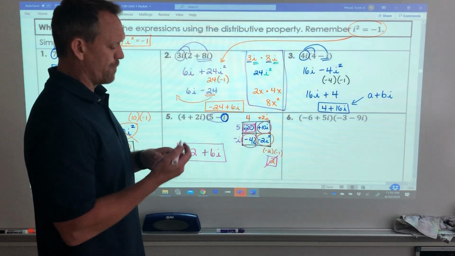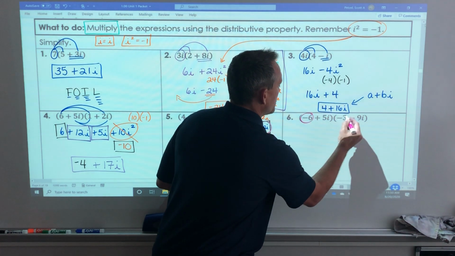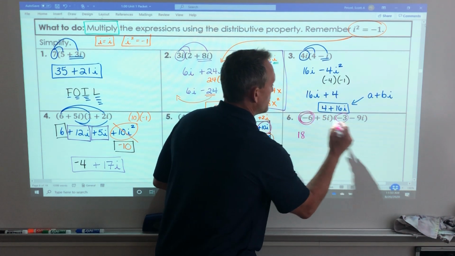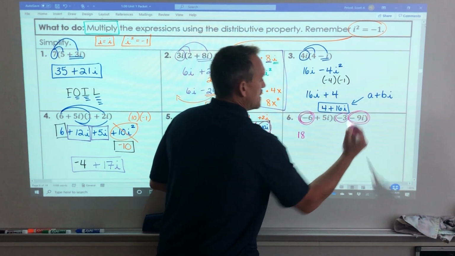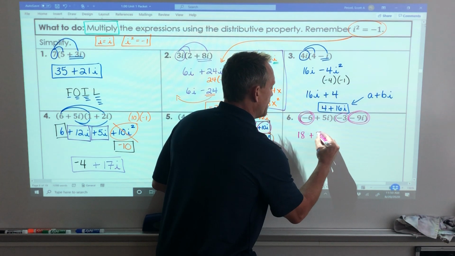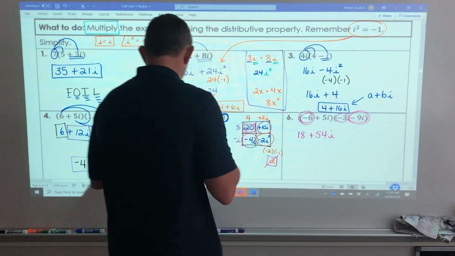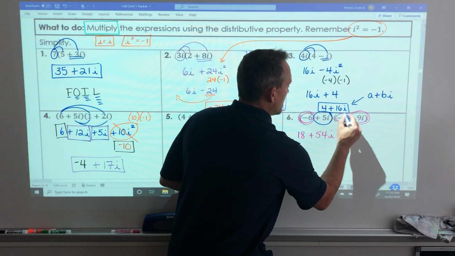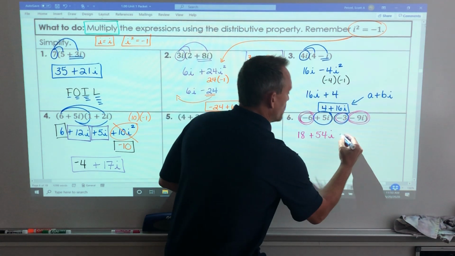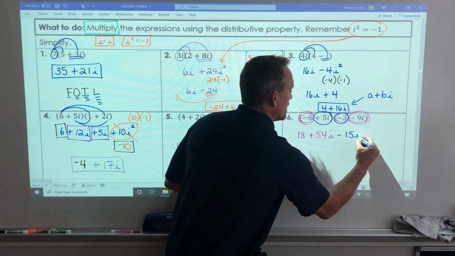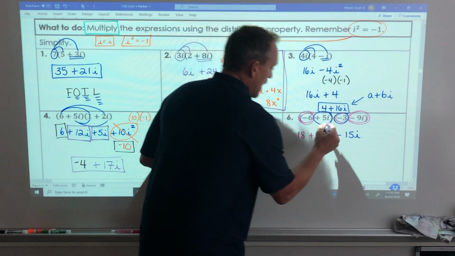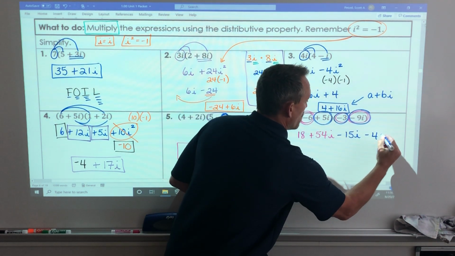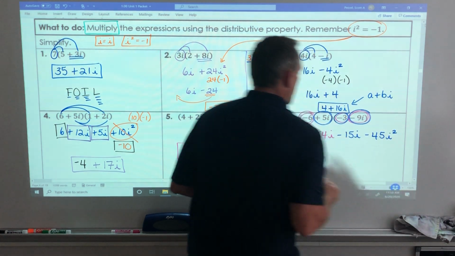I'm going to use number 6 as a FOIL. So I'm going to have negative 6 times negative 3, which is positive 18. Negative 6 times negative 9i, which is positive 54i. Then I'm going to take 5i, multiply it by negative 3, which is negative 15i. And 5i times negative 9i, which is negative 45i squared.